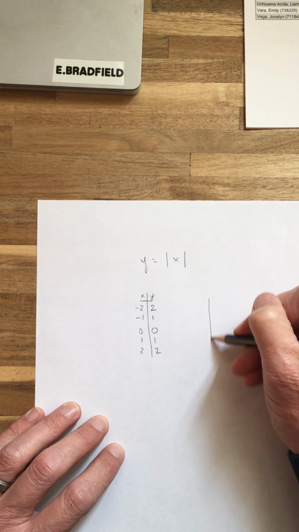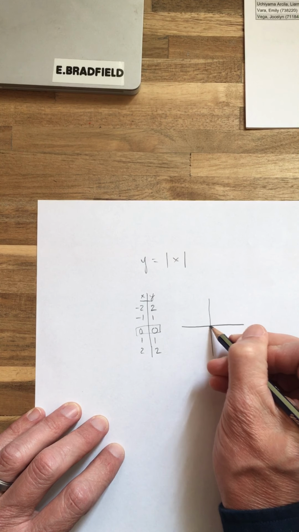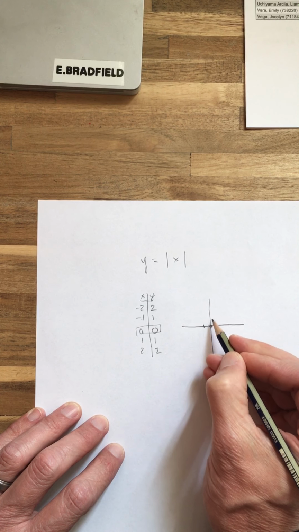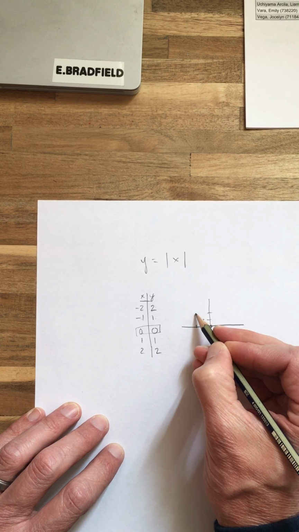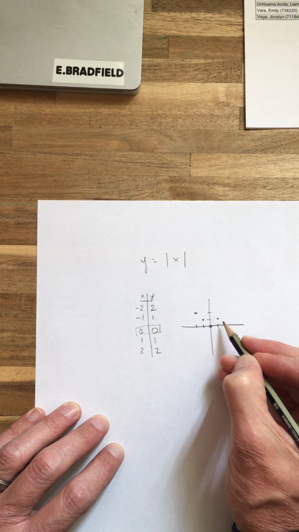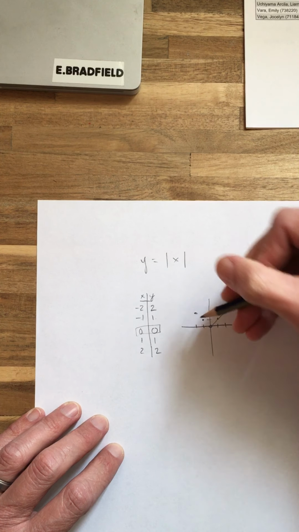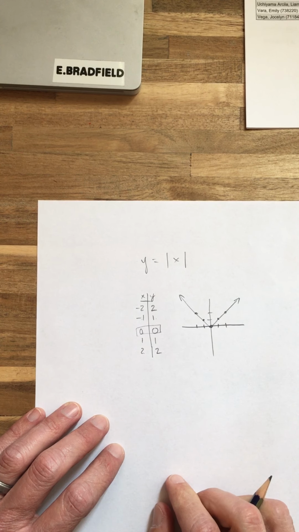And so if I graph this, look what happens. I get this spot in the middle, 0, 0. And then graph -1, comma 1, so you go -1 and then up 1. -2 and then up 2. Then +1 and up 1, and +2 and up 2, and look at this shape I have. It's a V. So that's what I'm talking about. Your absolute value is going to be a V shape.